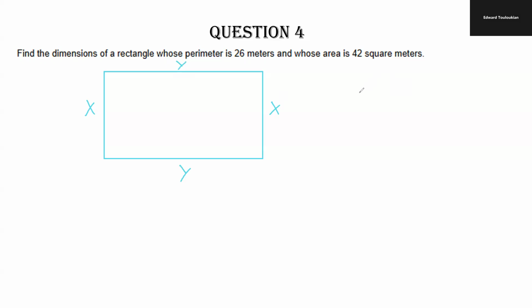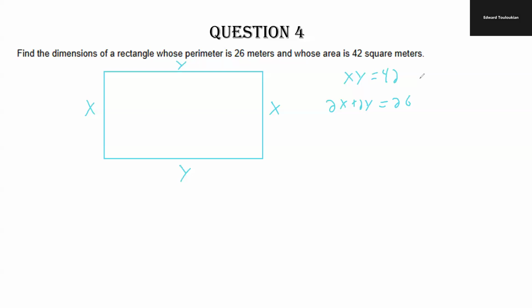So I know that the area, I know X times Y is equal to 42. So that's the area, length times width. The perimeter is 2X plus 2Y, and that's going to equal 26. All right, so this is what I know. And so now let's do some sort of a substitution here.